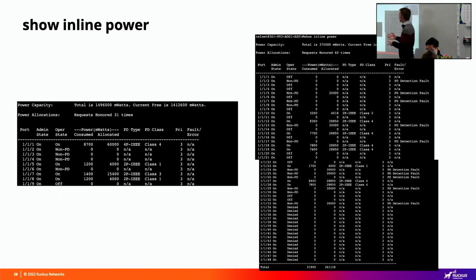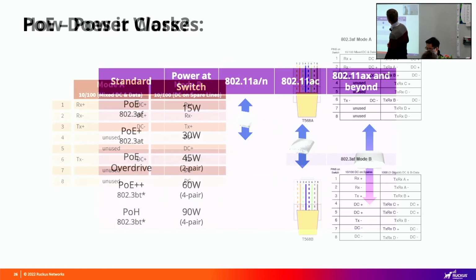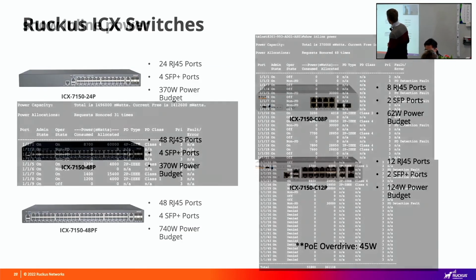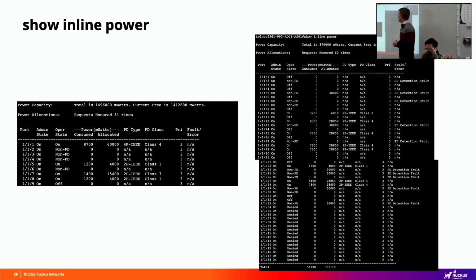Now, I don't have a slide that details all the different power classes, but you can do some Wikipediaing and you can see that there are power classes 1 through 8. Actually, did I go through that slide already? Let's have a quick look. No, I don't think I have it. So basically, power class 1 is 4 watts, going up to power class 3, which is 15 watts. 30 watts is power class 4, and it goes all the way up to 90 watts.